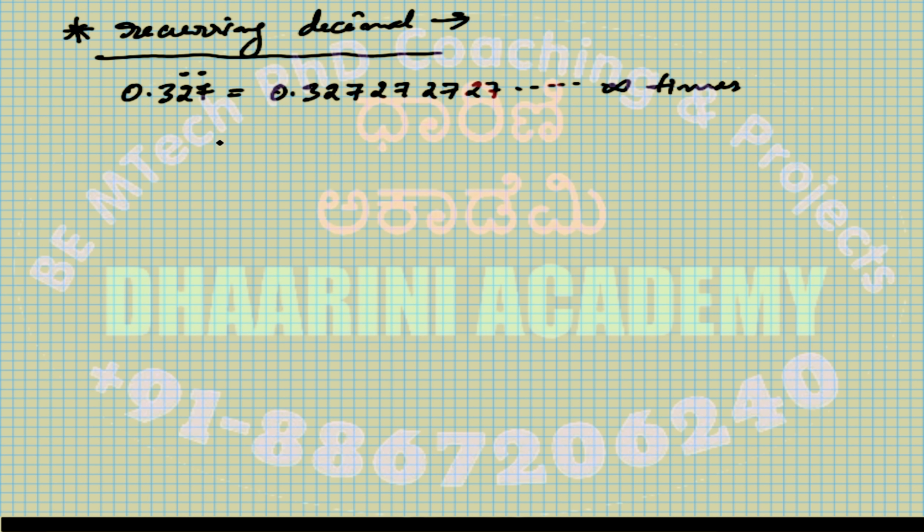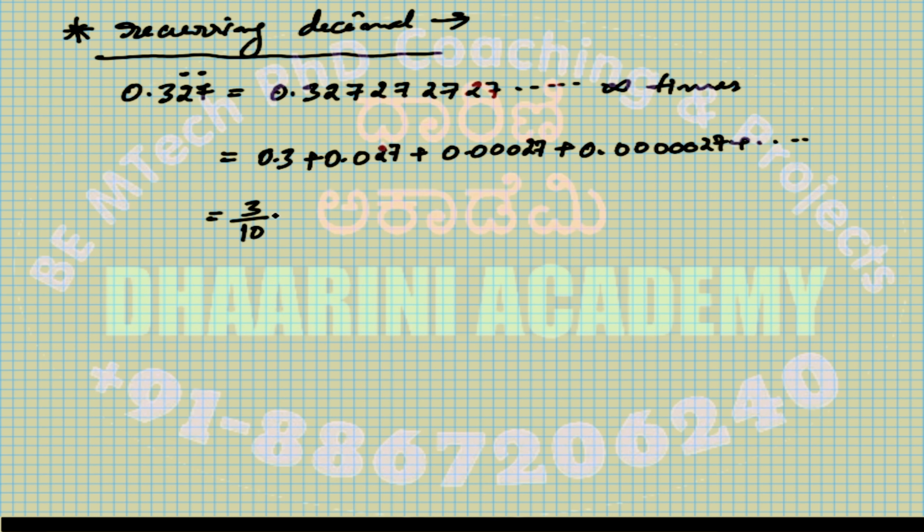So what we do now, this can be written as, let's try to write this. This is 0.3 plus 0.027 plus 0.00027 plus 0.000027 and so on, up to infinite terms. So I can try to write it in this way. The first term is 3 by 10, straightforward.